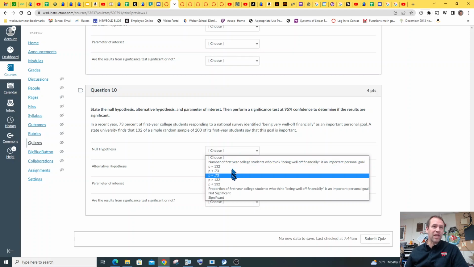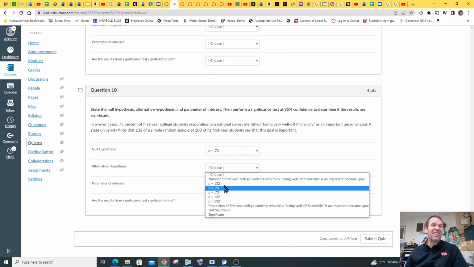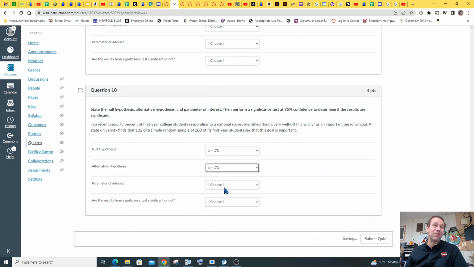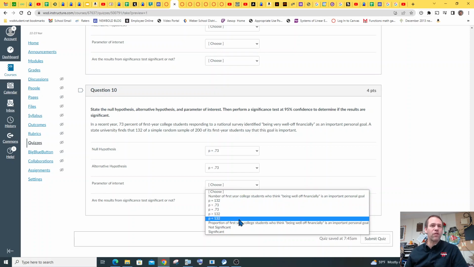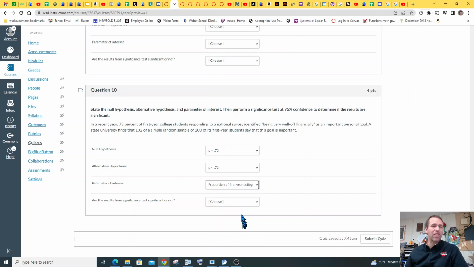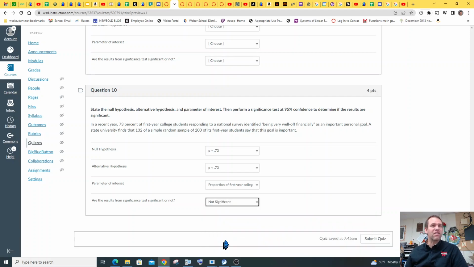So the null would be equal to 0.73. And the alternative is they're like, not really, right? Less than 0.73. The parameter of interest is the proportion of first-year college students who think being well off financially is an important personal goal. And so that's the proportion is our parameter of interest. And then the results are not significant. Why are they not significant?